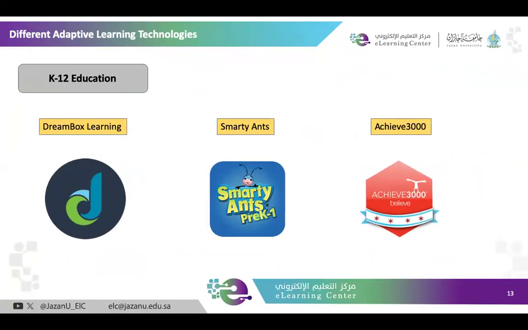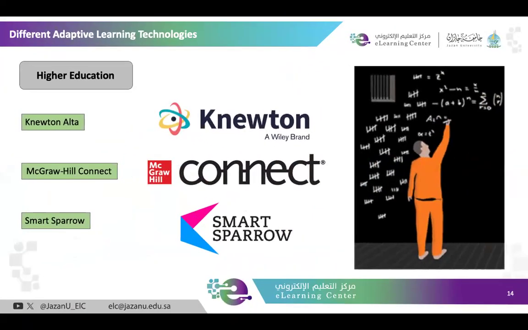For example, if we are talking about K-12 education, there is DreamBox Learning, Smarty, and Achieve3000. This is related to K-12. For higher education, we have different kinds of tools, like Connect, Smart Sparrow, and many other tools available. I just listed some of the more popular tools which are connected with these levels of education.